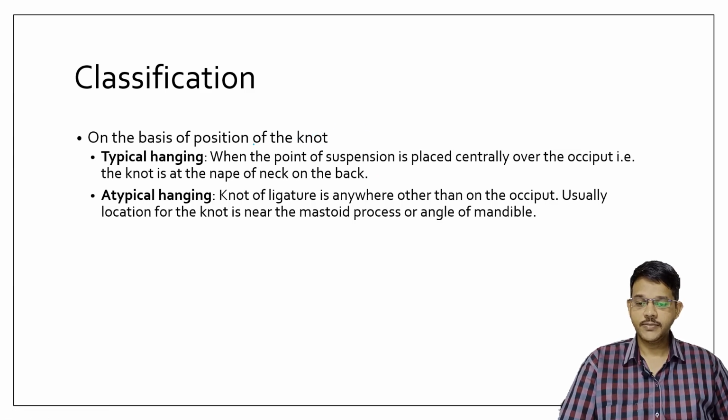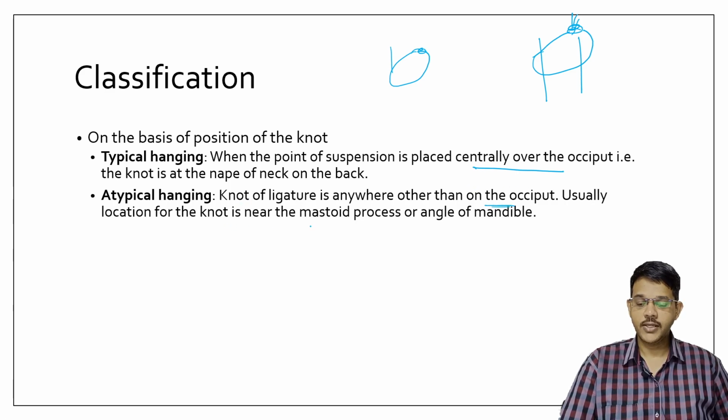Coming to classification, based on the position of the knot. Based on where the knot is present on the neck, hanging is divided into two types: typical and atypical. In typical, the point of suspension is placed centrally over the occiput, that is the back of the neck, the nape of the neck or occipital region. In atypical hanging, the knot is present anywhere other than the occiput.